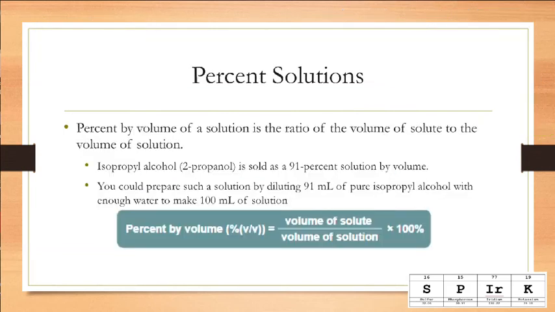So we can also look at solutions as percents. So percent by volume of a solution is the ratio of the volume of solute to the volume of solution. Isopropyl alcohol is sold as a 91% solution by volume, typically, which we've used in the lab a few times now. You could prepare such a solution by diluting 91 milliliters of pure isopropyl alcohol with enough water to make 100 milliliters of solution. So it's percent by volume equals volume of solute divided by volume of solution times 100%.